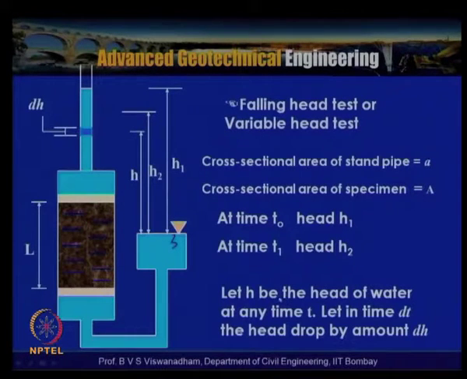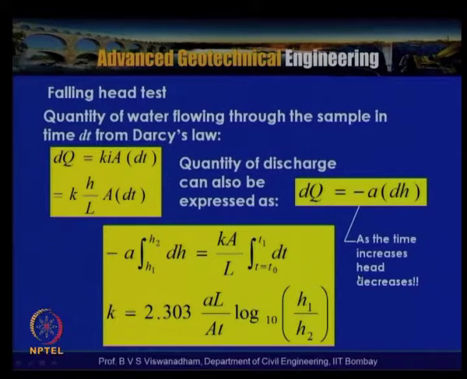Let H be the head of the water at any time t, and let in time dt the head drop by an amount dH. So we can write the quantity of water flowing through the sample in time dt from Darcy's law as dq is equal to k into i into A into dt, which we can write as k into H by L into A into dt.